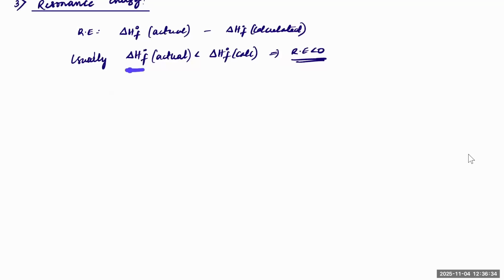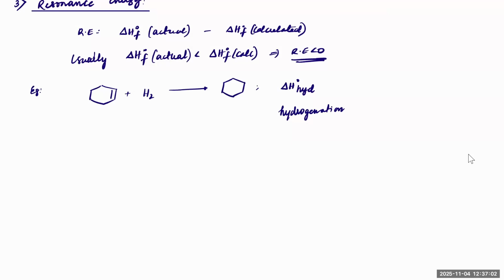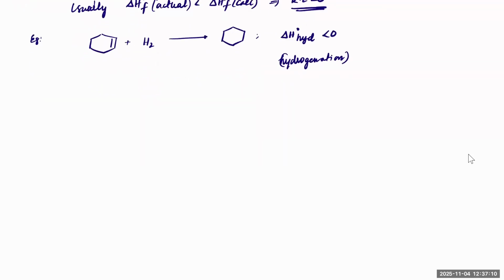Now, the same thing if at all I write in terms of the other factors. For example, let's take the example of benzene. If you have benzene plus H2 and it is converting into cyclohexane, then the energy is released in this case. And this energy released is called hydrogenation. Here HYD represents hydrogenation. So hydrogenation is the amount of energy released when you are adding hydrogen to a molecule. Okay, this is hydrogenation. Clear?